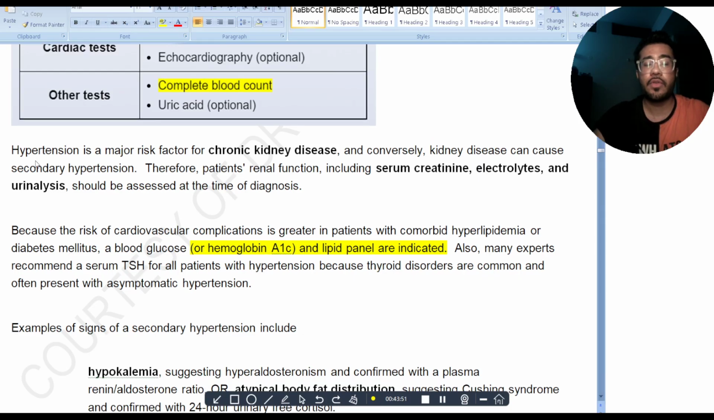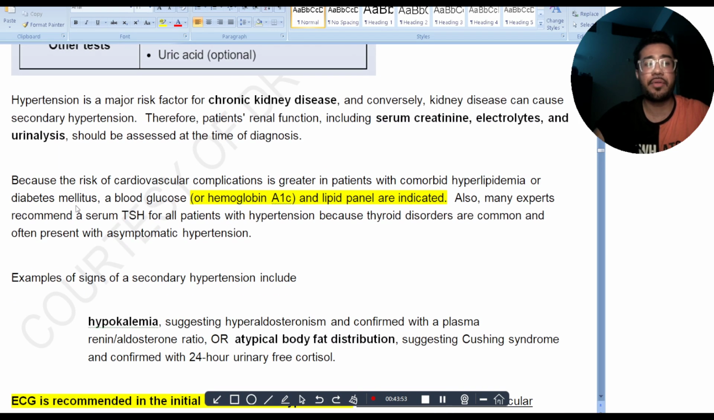So, I'll give a rapid read. Hypertension is the major risk factor for CKD. That's why you do the renal functioning tests, because the risk of cardiovascular complications is greater in a patient with comorbid hyperlipidemia and diabetes mellitus, which is a triad of metabolic syndrome. You do HbA1c and lipid panel.